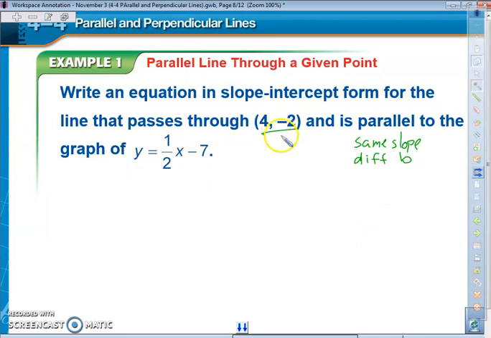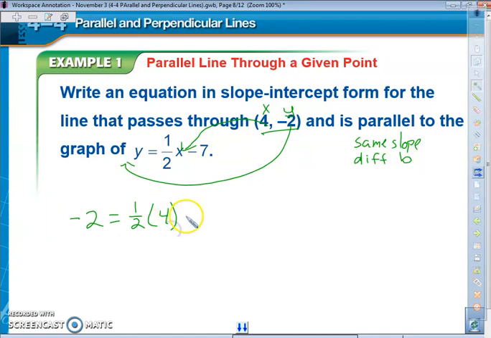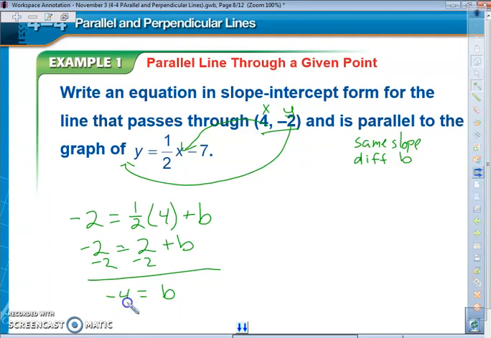Okay? So right here, I'm going to take this, and remember, this is your x and your y. Here goes the y, here goes the x. And so we're going to solve this. We're going to say negative 2 equals 1/2 times 4. And then think about it. It's not negative 7 because it's a new line, plus b. So let's solve this now. Negative 2 equals 2 plus b. I'm going to subtract 2 from both sides. B equals negative 4.